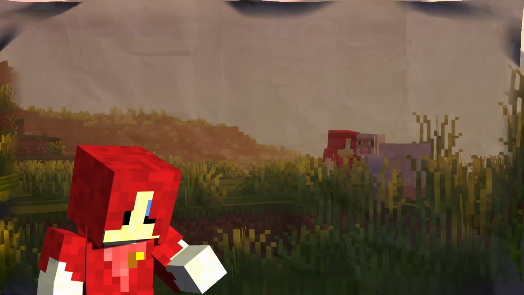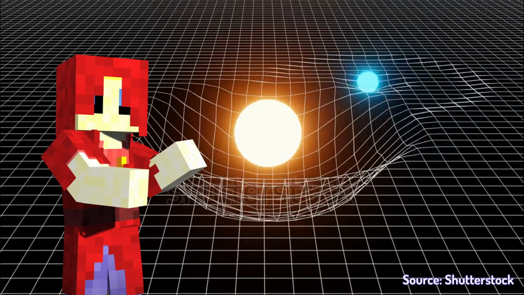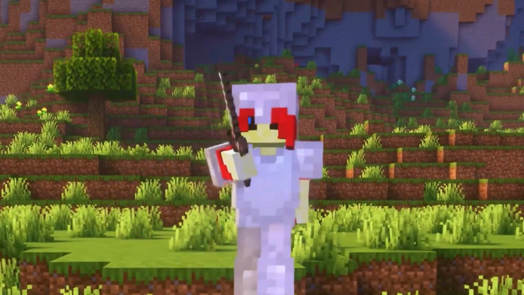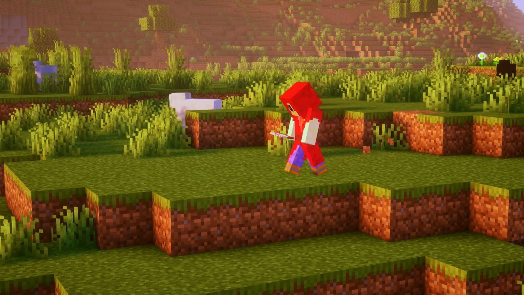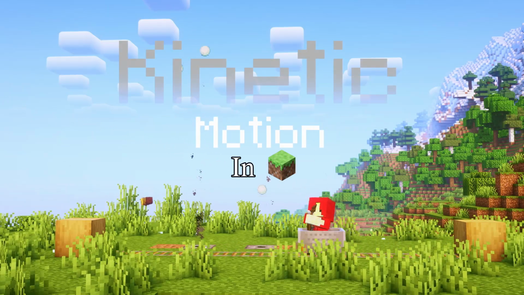I ask you, how would you calculate how the Earth moves around the sun, or predict how gravity behaves in space, or how you can predict future events, within reason of course? All of these are where physics comes into play. With that said, I want to explore one of the most basic areas of physics, kinetic motion, in Minecraft.